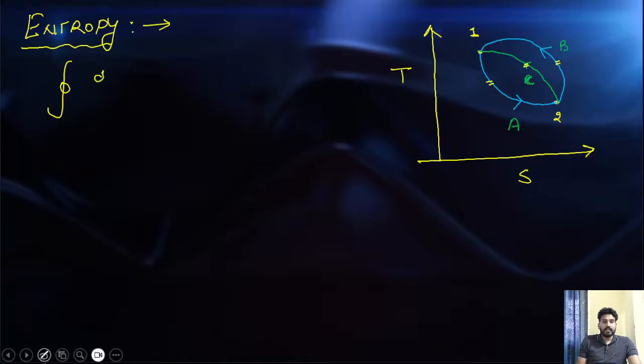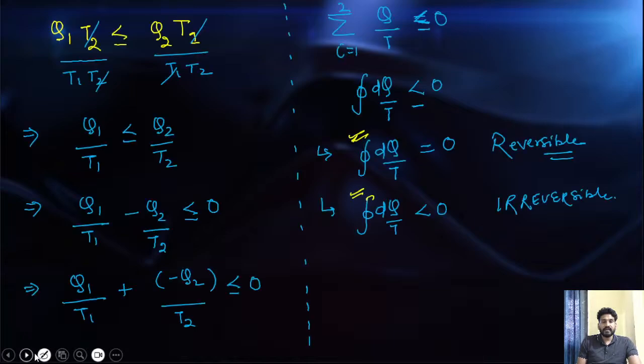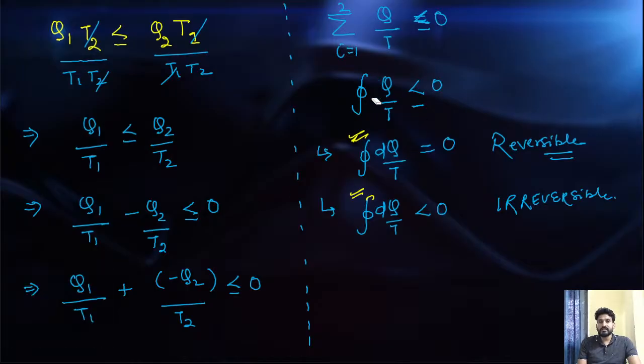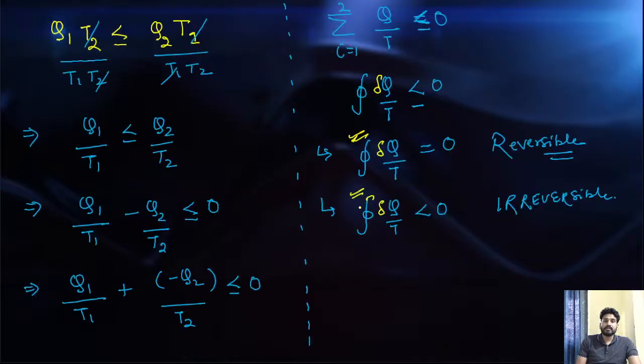Actually, I should write this in proper notation. It is not d, because it is my path function and it is not an exact differential. It is denoted like this. You can also write this, guys.